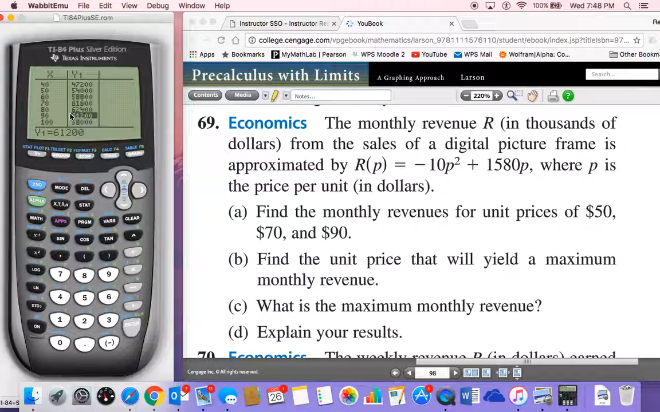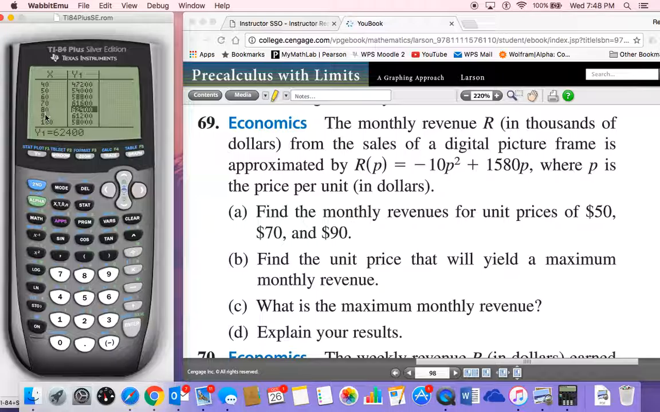So the vertex anyways is right around here. Looks like my maximum y value, according to what I have, is about 62,400. I'm not saying that's the vertex. I'm saying the vertex is in that area. So now I know my window, and I'm going to write that down. My Y max is about 62,400. I'm actually going to make my Y max 63,000.